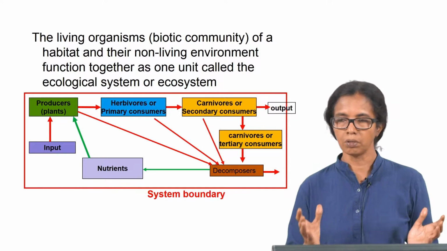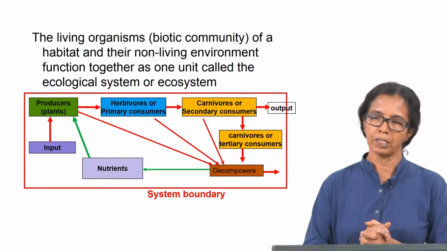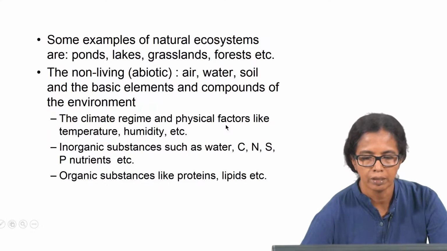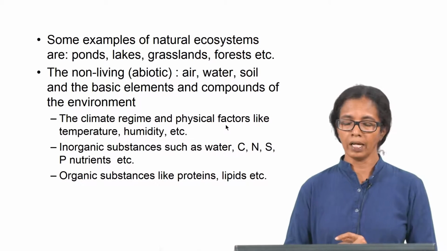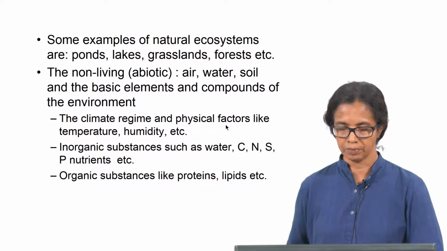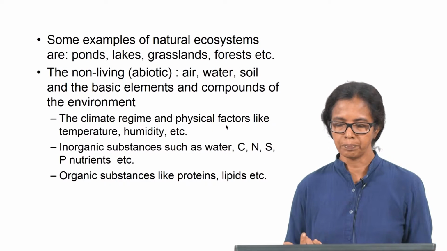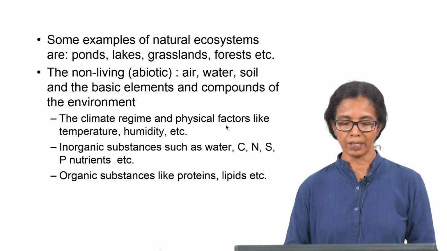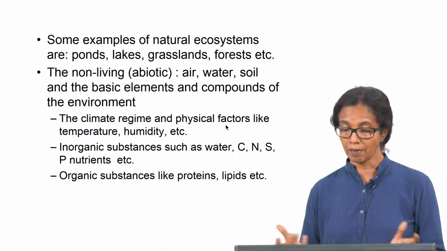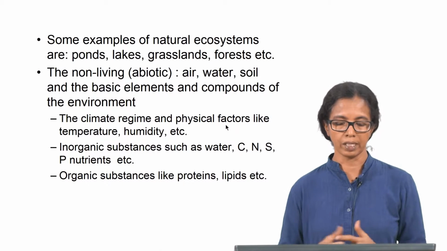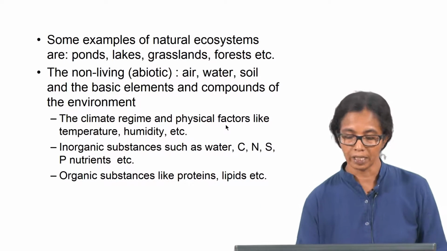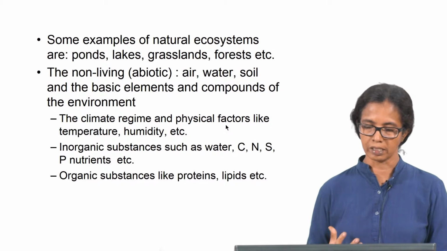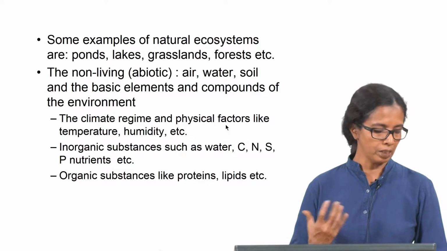So, this is what we study in school as what is known as a food web, but in gist it is nothing but an energy flow paradigm, and this brings us to various questions to ask in terms of understanding ecosystems. And in all these aspects, the non-living or the abiotic has a major role in controlling, for example air, water and soil, and the basic elements and compounds of the environment. They control the climate regime and the physical factors like temperature, humidity, inorganic substances such as the availability of water, carbon, nitrogen, sulfur, phosphorus, nutrients, etc., and also the synthesis of organic substances like proteins, lipids. So, these are the constituents of this non-living or abiotic part, but they are part of the ecosystem itself.